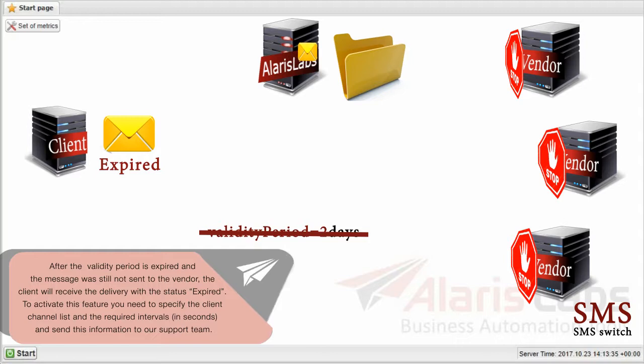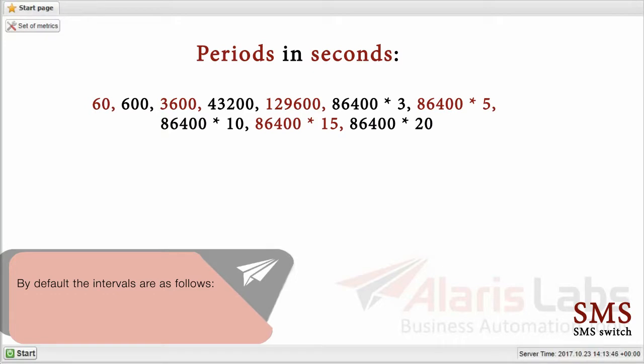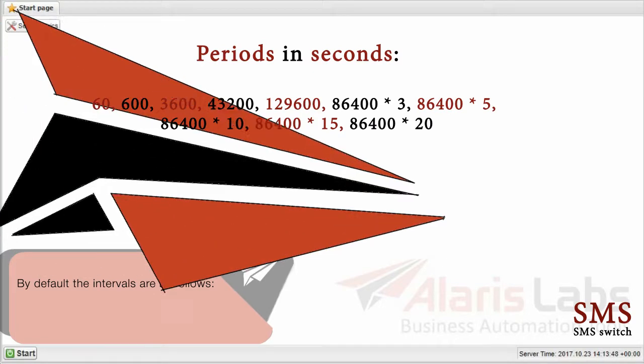To activate this feature, you need to specify the client channel list and the required intervals in seconds and send this information to our support team. By default, the intervals are as follows.